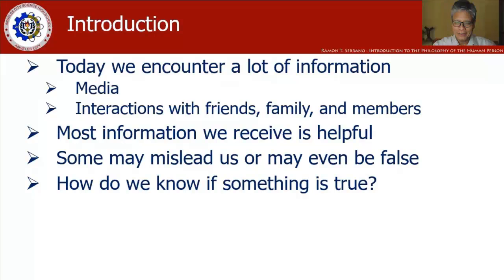Okay, let's move on. In today's society, we encounter a lot of information from various sources, such as the famous social media, the traditional media sources like television, radio, newspaper, books, and other sources. Okay, and our interactions with friends, families, and community members. Most of the information we receive is helpful, but some may mislead us or may even be utterly false. How do we know if something is true?